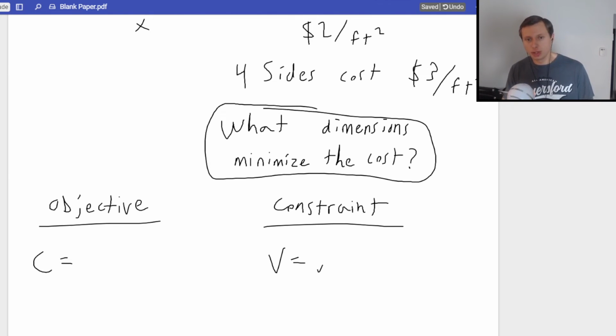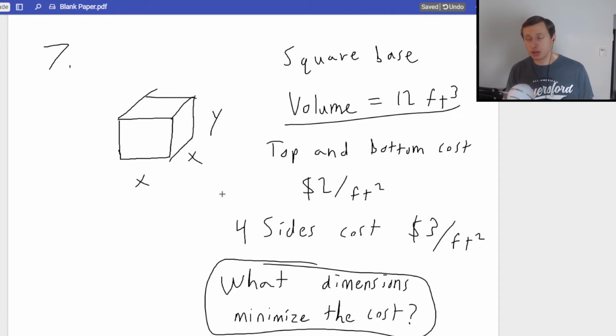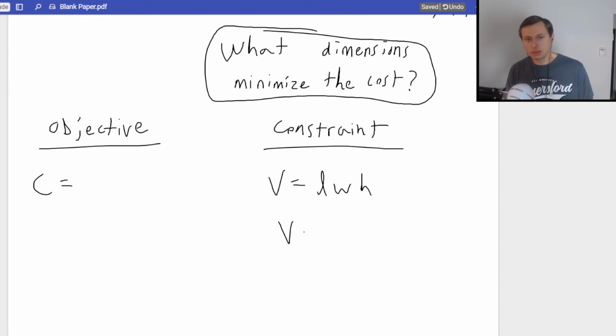Volume is normally equal to a length times a width times a height. So since x times y is our length, width, and height, then the volume is going to equal x squared times y. It's x times y. X squared times y. So that's my constraint.